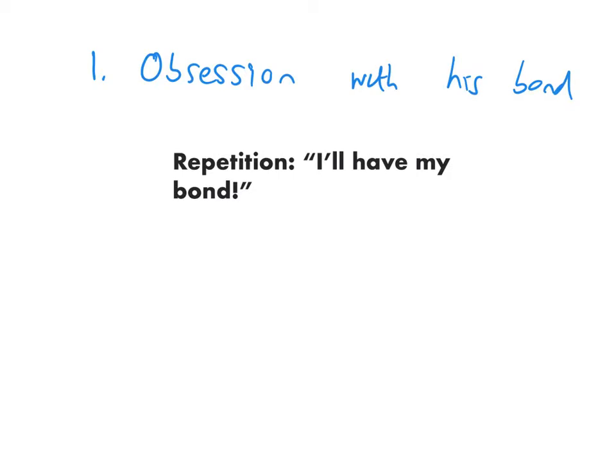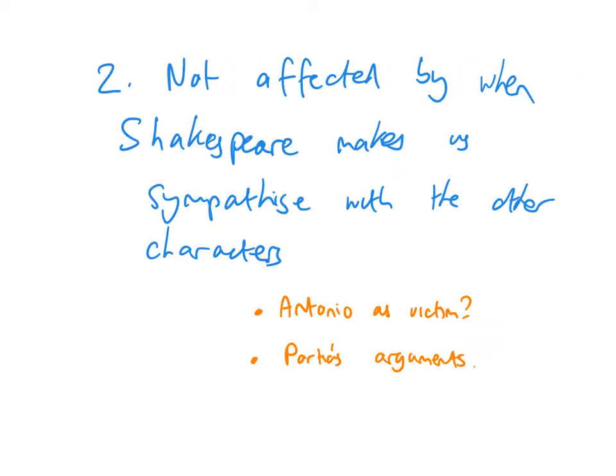The simplest way that Shakespeare does this is through presenting Shylock's absolute obsession with revenge and getting his bond. So we have repetition here, "I'll have my bond." Shylock also makes extensive use of legalistic language to give the sense that he is in control and the law is on his side.